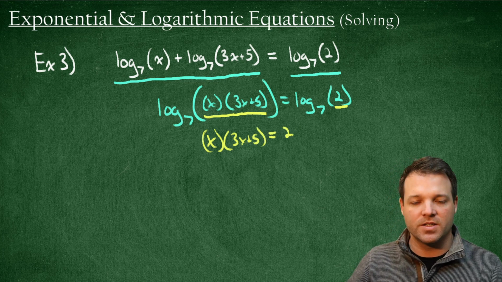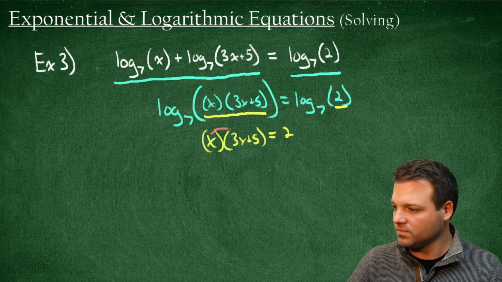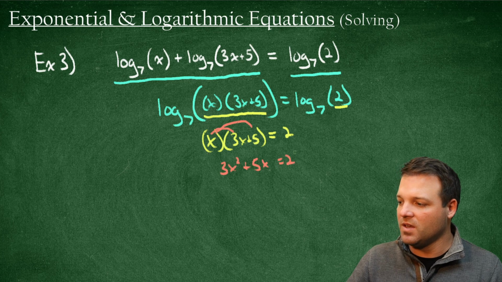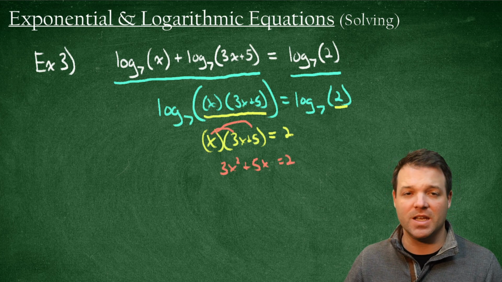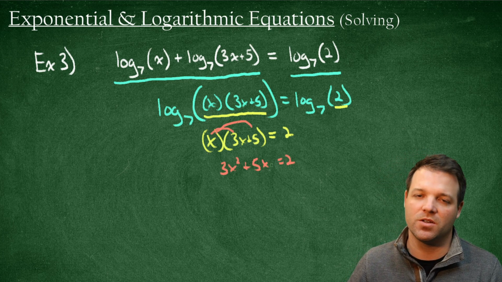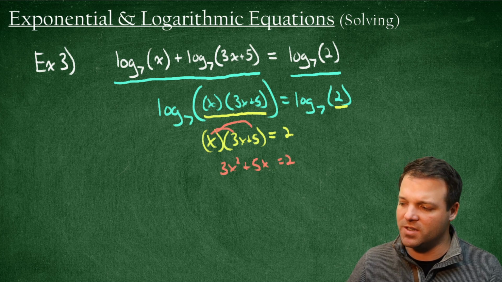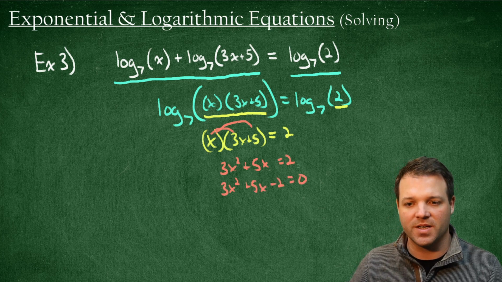And now let's go ahead and solve this. So I'm going to distribute this x, getting 3x squared plus 5x is equal to 2. And now this is a quadratic, and in order to solve a quadratic, we always set it equal to 0, and then we try to factor if we can. If we can't factor, then we can always use the quadratic formula. But let's go ahead and set it equal to 0 and see if we can factor it. So I have 3x squared plus 5x minus 2 is equal to 0 by subtracting that 2 over.